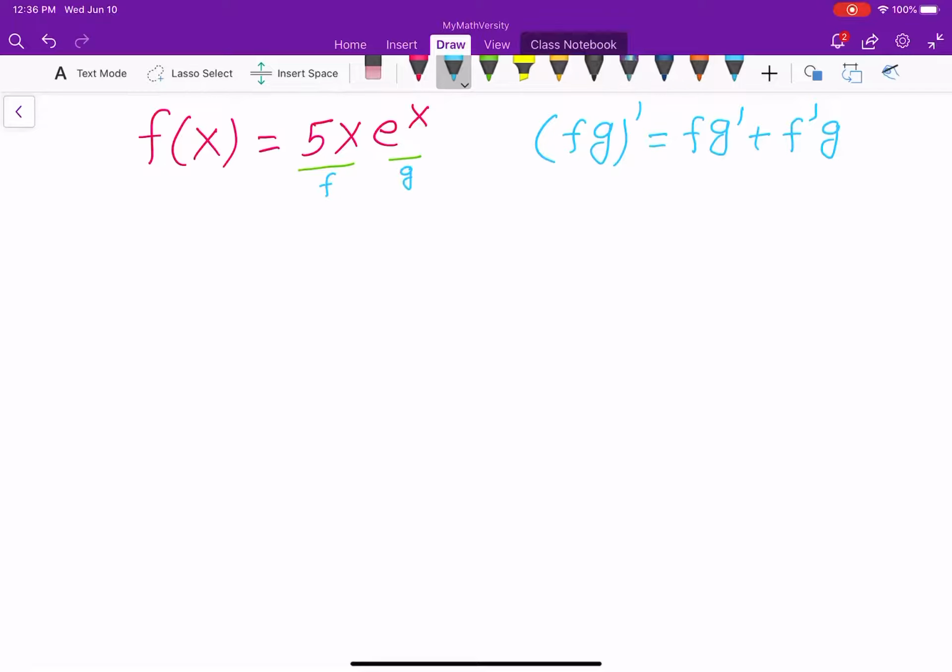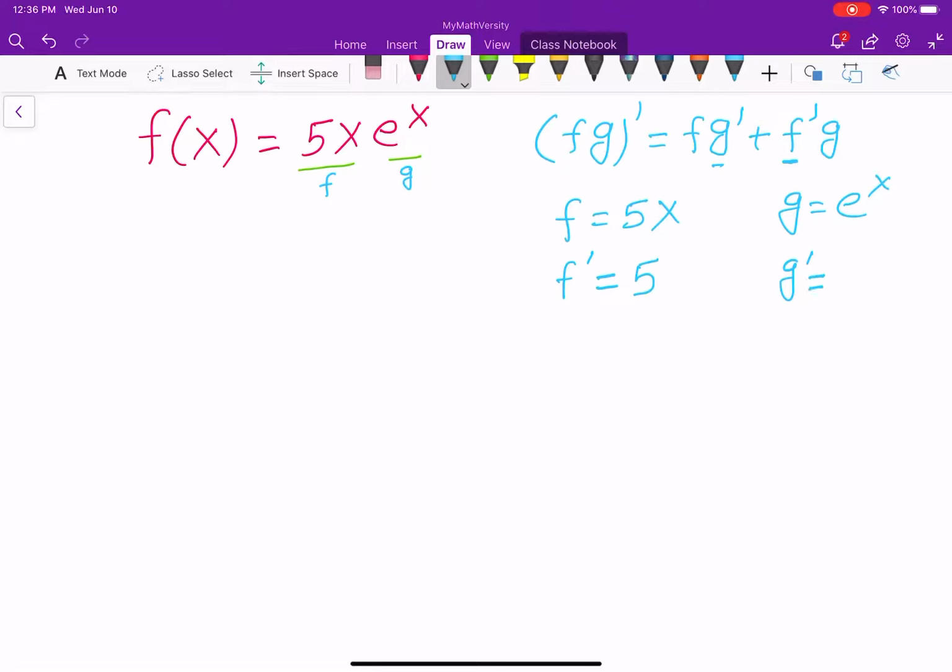On that case, let's assume f is 5x and then g is equal to e to the power x, and let's find what is f prime and then g prime, because that's what we have on this formula, right? So let's find f prime. What is the derivative of the 5x with respect to x? By using the constant multiple rule and power rule, we can get that is 5, right? So that's the f prime.